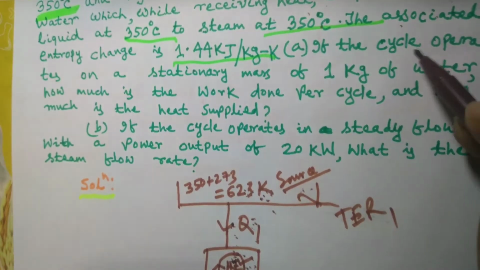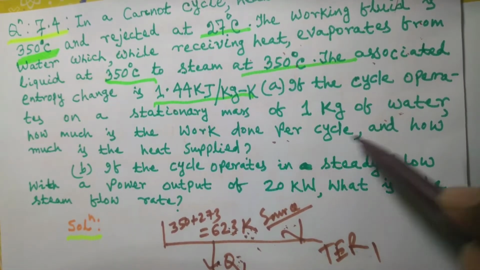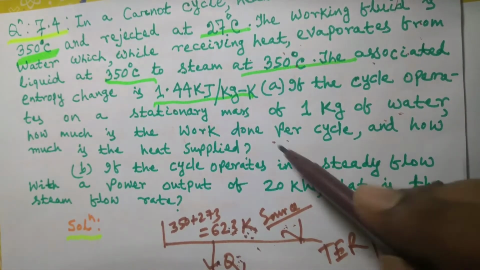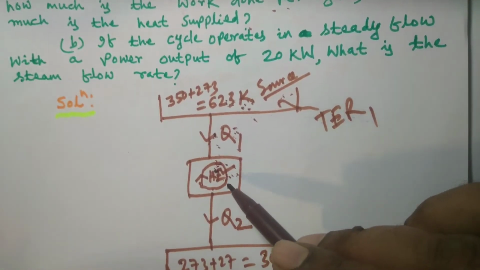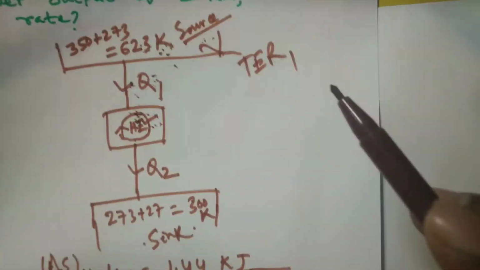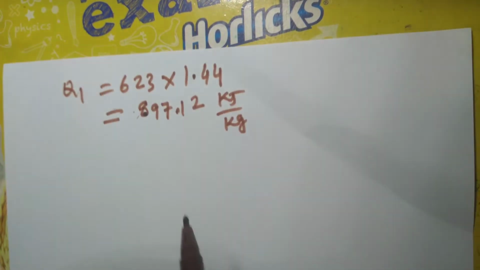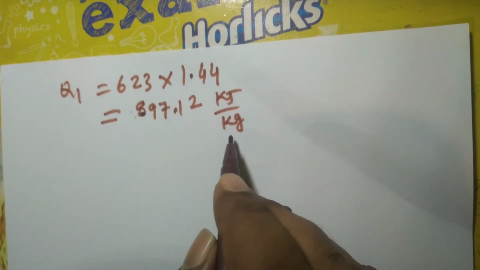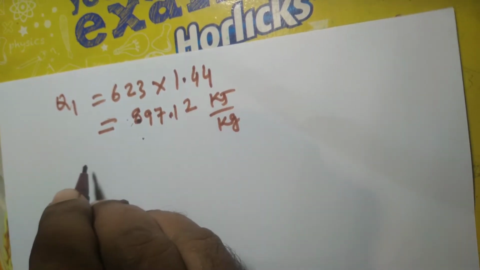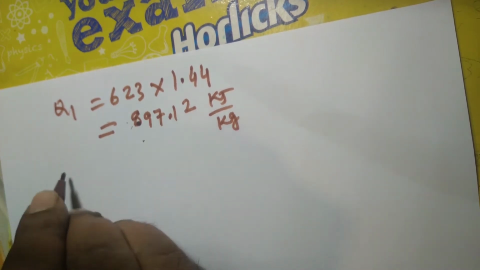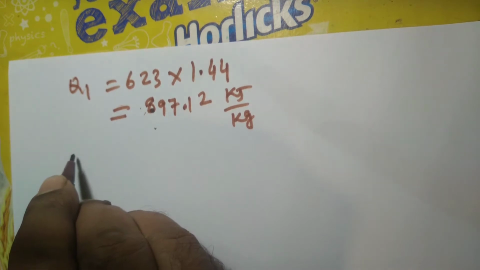This is what was asked, right? If the cycle operates on a stationary mass of 1 kg of water, how much is the work done per cycle and how much is the heat supplied. So heat supplied we are able to find out now, and heat supplied to the water is nothing but your 897.12 kilojoule per kg mass of water. This is the amount of heat supplied. So now we have to find out net work or work produced, work output.